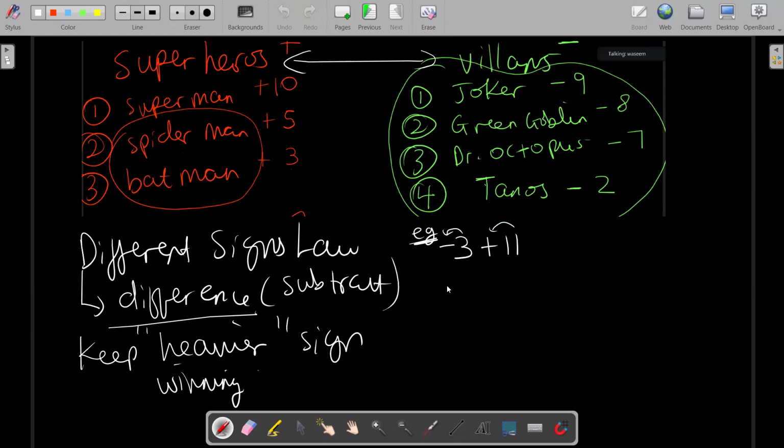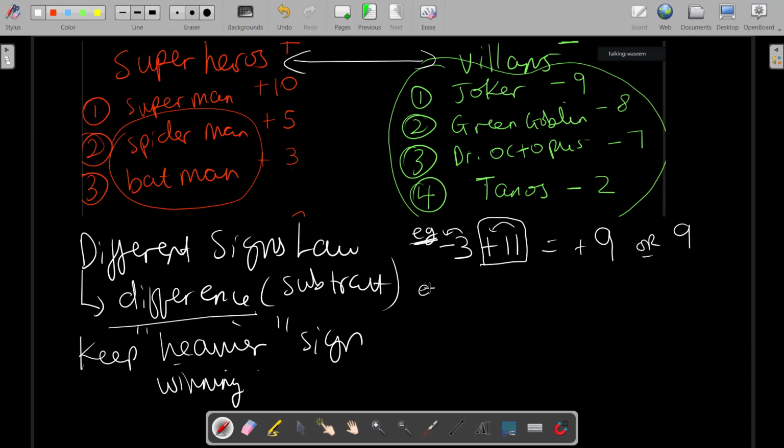If they are different, students, we find the difference and keep the heavier sign, the winning sign. So 11 take away 3 is 9. You keep the sign of the bigger number. People say the bigger number, but I prefer heavier, or the one that's winning, the one doing the subtracting. 11 is obviously going to outweigh 3. So the answer is positive 9, or just 9.